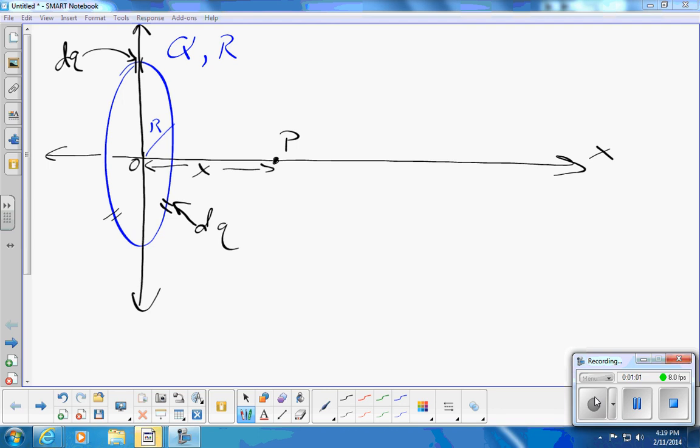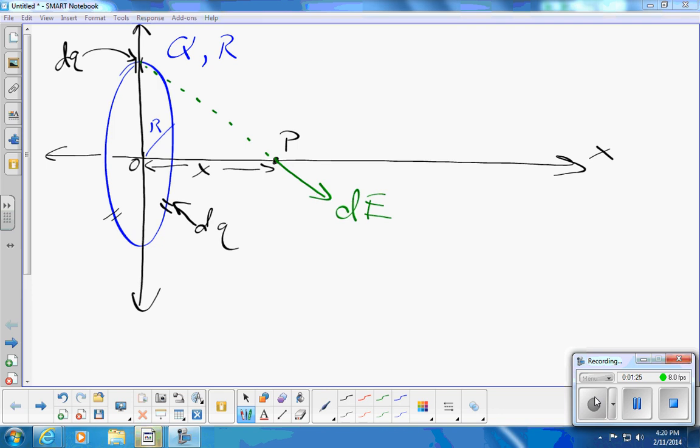And I'm going to look at the field element it produces at point P, and that field element is going to be directed straight away from that positive charge dq. So I've got a little bit of electric field here, dE. And then I'm going to sum all of the fields created by all these little bits of charge.